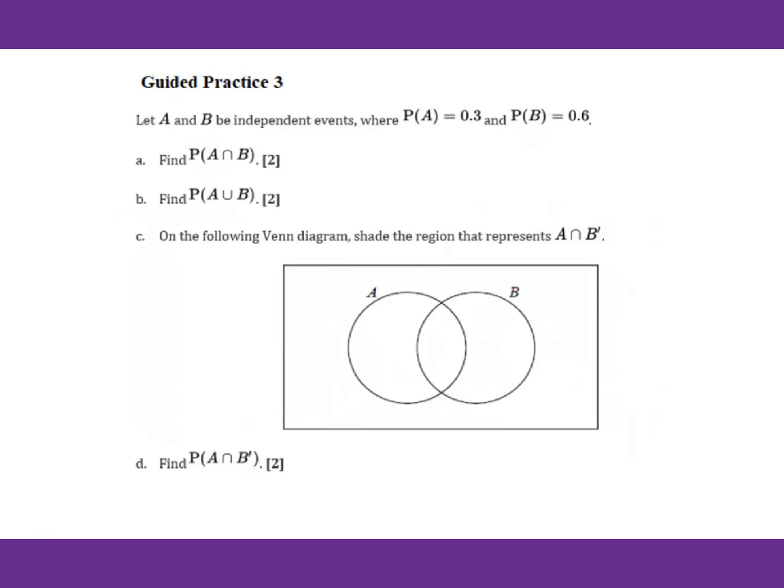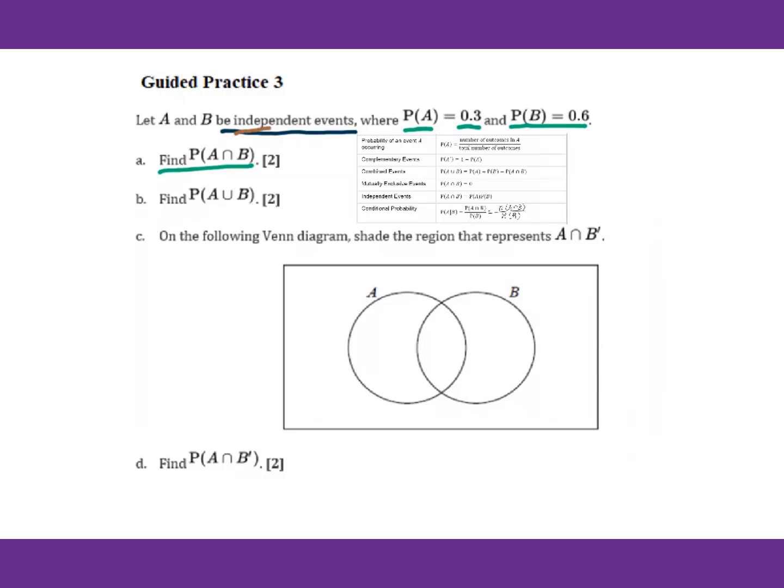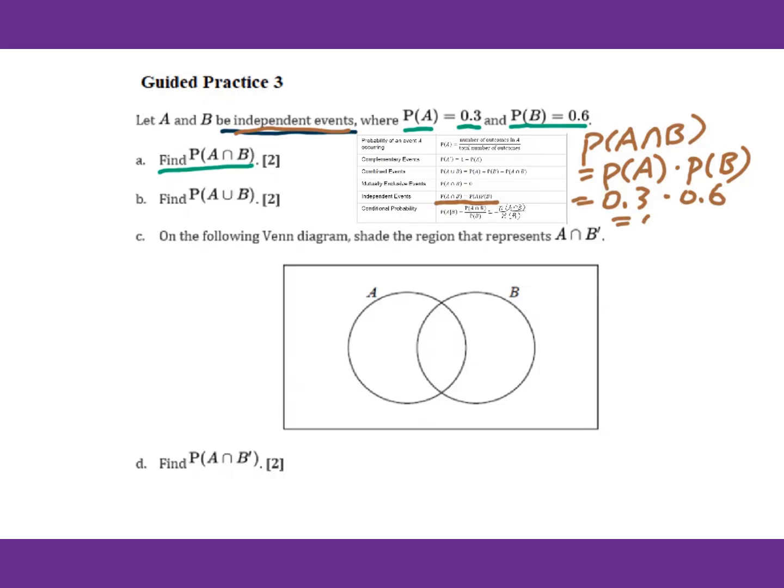Guided practice 3. Let A and B be independent events. Probability of A equals 0.3. Probability of B is 0.6. For part A, find the probability of A intersect B. Independent events means this: probability of A intersect B equals probability of A times probability of B. Therefore, you have 0.3 times 0.6 equals 0.18.